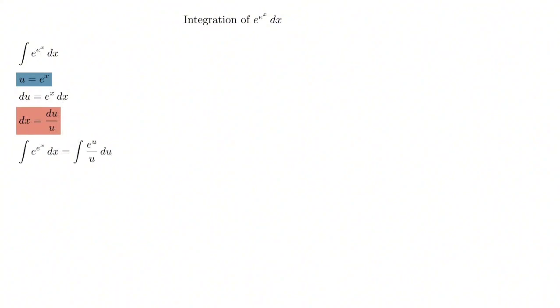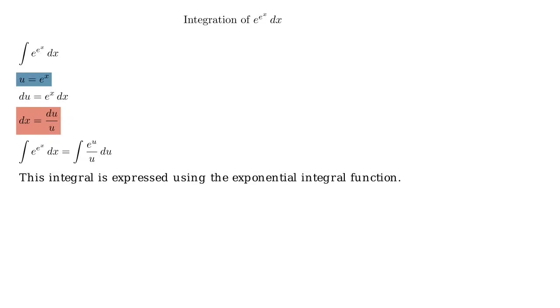Now, we substitute everywhere. e to the x becomes u, so e to the power of e to the x becomes e to the u, and dx becomes du over u. That turns the problem into an integral in u only, which is exactly what we want. At this point, it's important to notice a key fact.